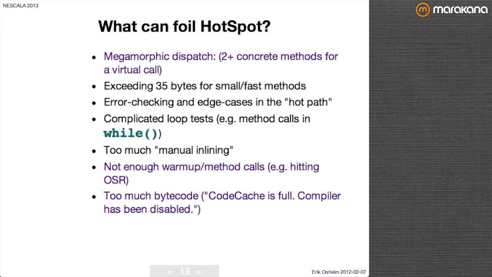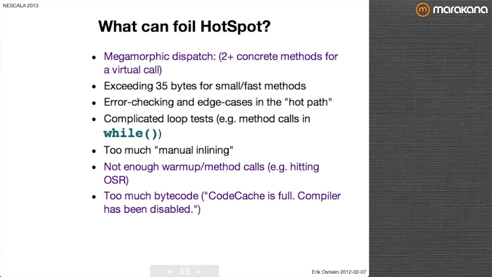So megamorphic dispatch is when you have a whole bunch of classes implementing one interface. At that point, you can no longer inline any particular implementation. It has to use a virtual method table, which turns out to be a lot slower than, like, if you call a method on a final class, the JVM knows which class you're talking about, and it can just essentially almost use a pointer to go right there. If you have an interface and there's 10 classes and it doesn't know which one, it has to jump through a whole table, which is a lot more expensive.